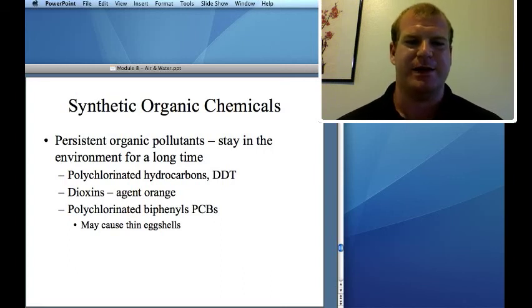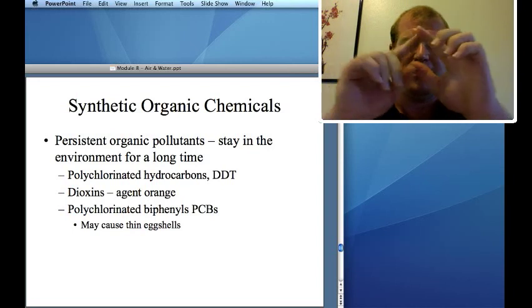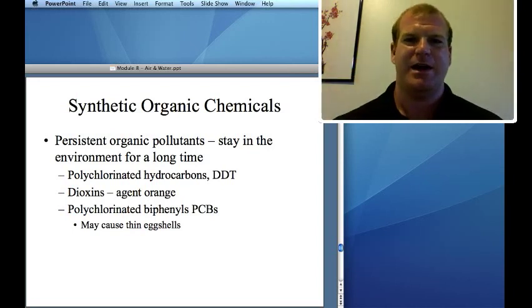And also some other PCBs, polychlorinated biphenyls. These can cause thin eggshells in birds of prey. That's from bioaccumulation. So we would put those in various forms, and then bugs would eat them. Certain birds like robins would eat the bugs, but then birds of prey like eagles and hawks would eat the robins, and then as it went up the food chain, there would be more concentration at the top, and that caused harm to birds.